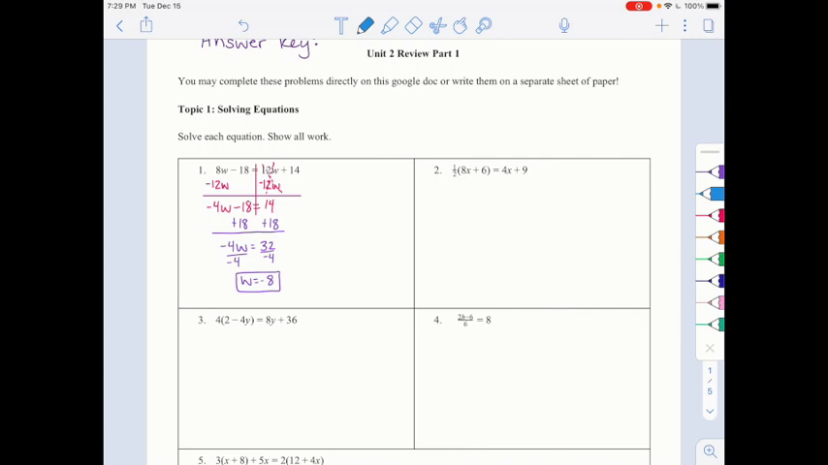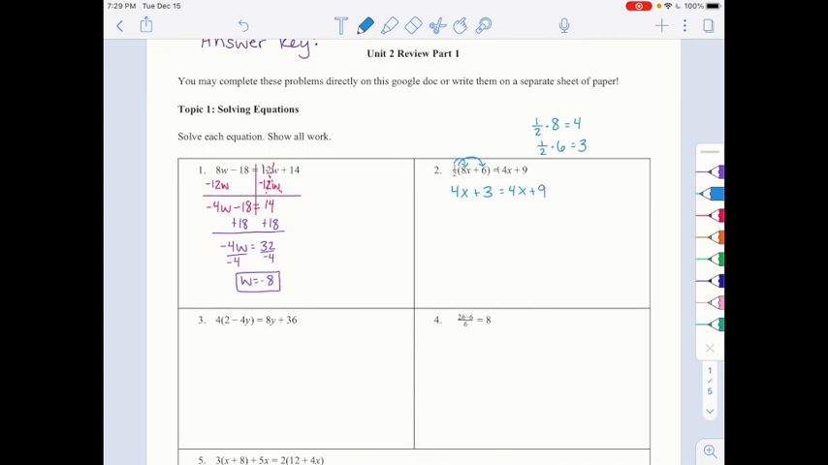So now I'm going to go on to number 2, where I'm going to distribute to get rid of my parentheses. 1/2 times 8 is 4, but there's an x there, so this becomes 4x. 1/2 times 6 is 3. So plus 3 equals 4x plus 9.